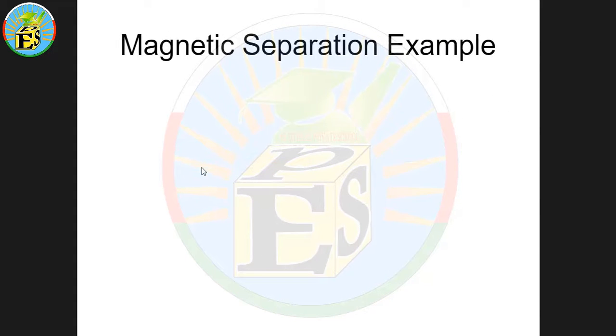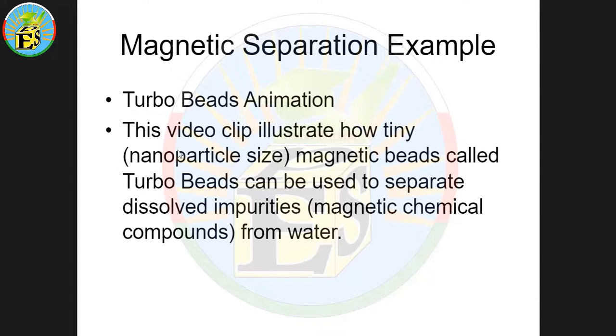Next example, the Turbitz animation. This video clip illustrates how tiny nanoparticle-size magnetic beads called Turbitz can be used to separate dissolved impurities, magnetic compounds, from water. I will put the link in the first comment.